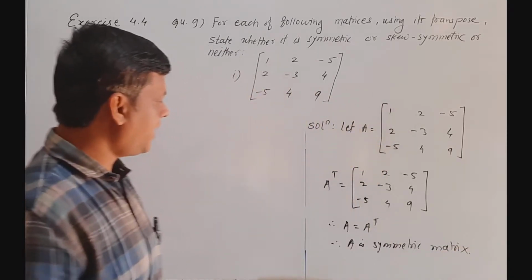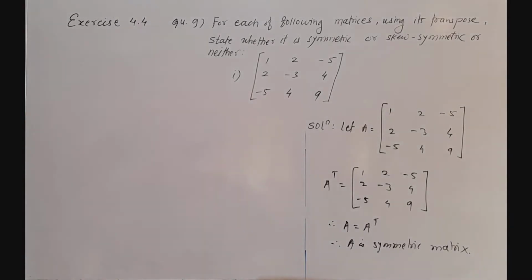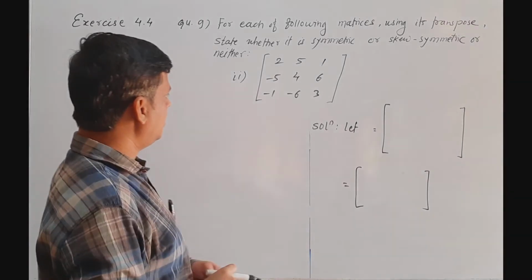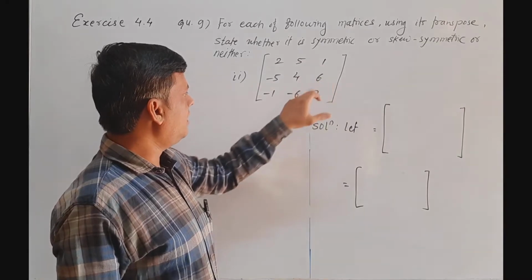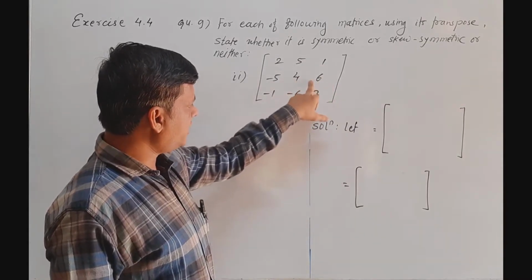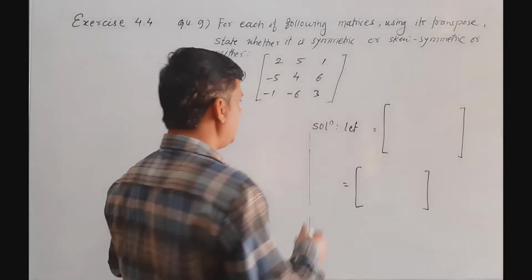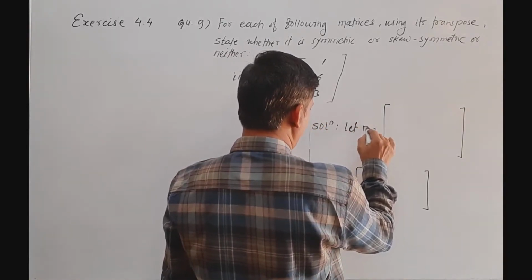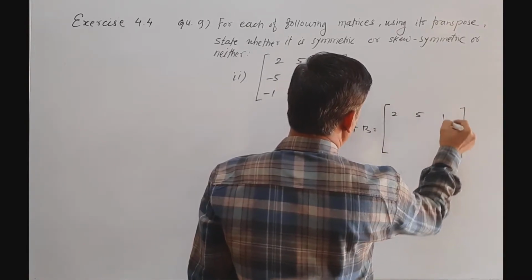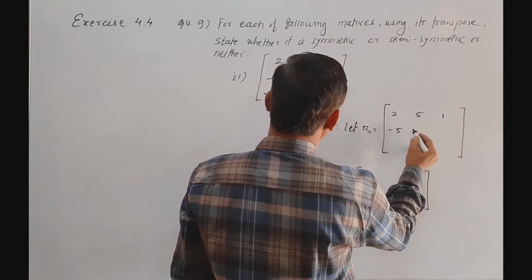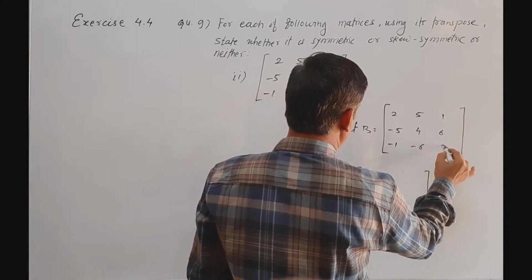So in this way, by using transpose we check whether the given matrix is symmetric or not. Now see sub question second, the elements of first row are 2, 5, 1, elements of second row are minus 5, 4, 6, elements of third row are minus 1, minus 6, 3. So we call this matrix in the solution as matrix B. So write, let B equal to, in first row write 2, 5, 1, in second row write minus 5, 4, 6, in third row write minus 1, minus 6, 3.